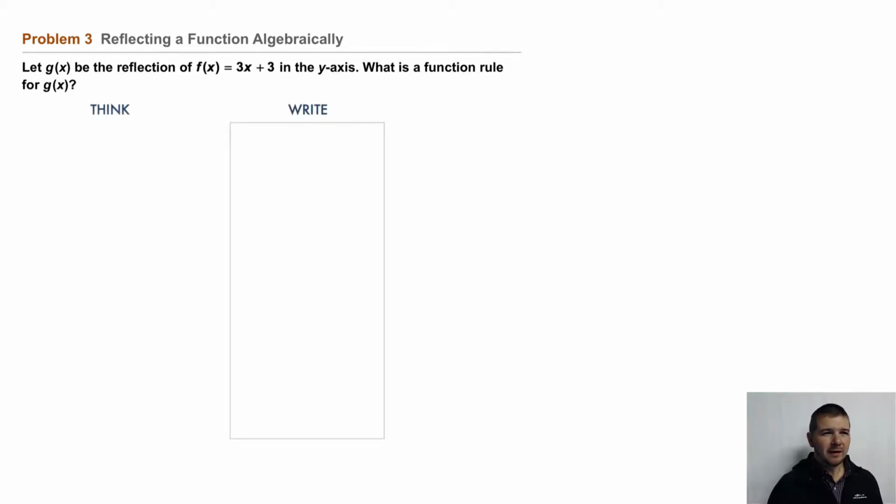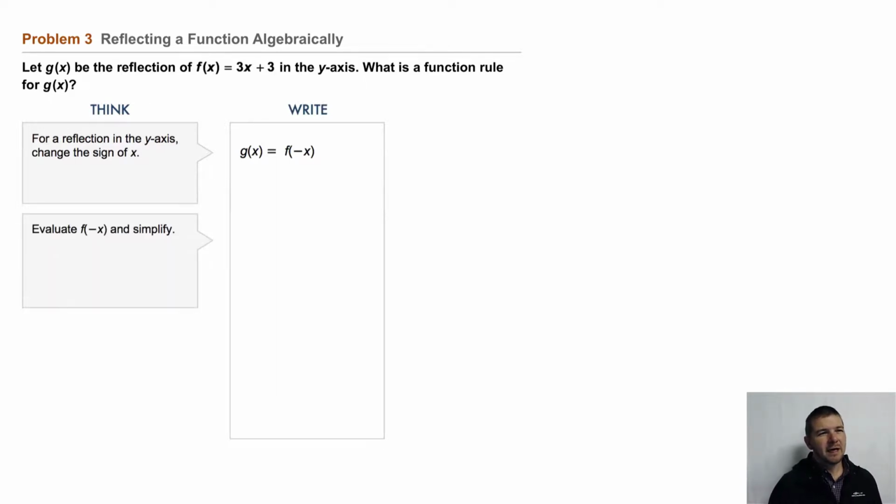Consider what you might think on the left and what you may write on the right as you complete the problem. First think, for reflection in the y-axis, change the sign of x. And then you could write g of x equals f of negative x. Then think, evaluate f of negative x and simplify.